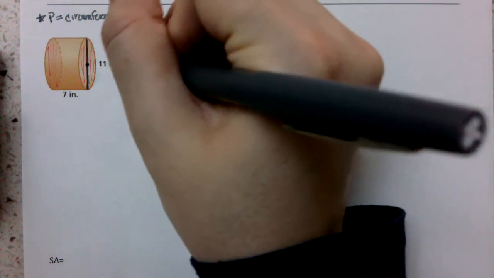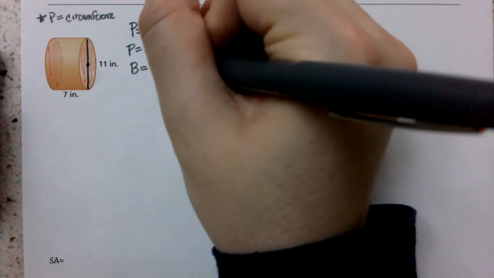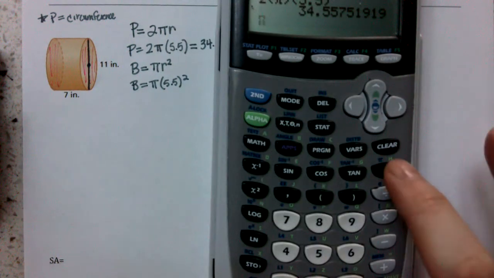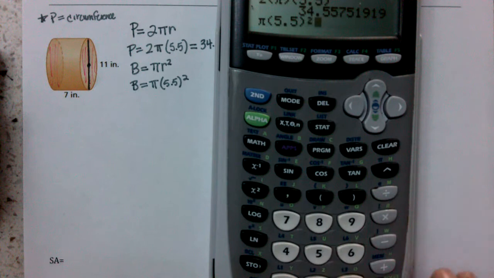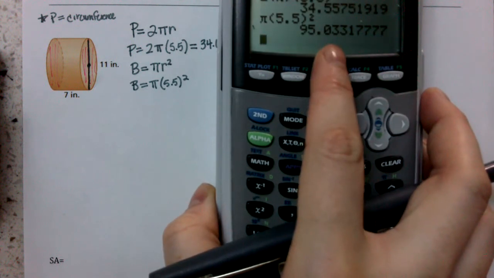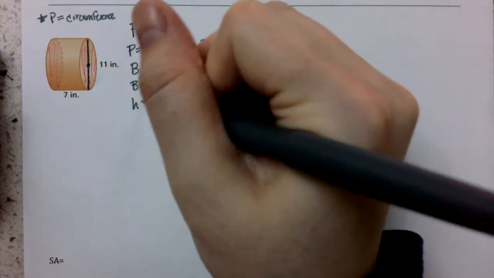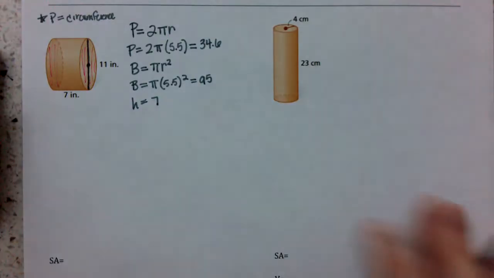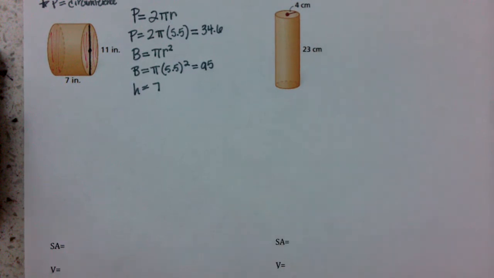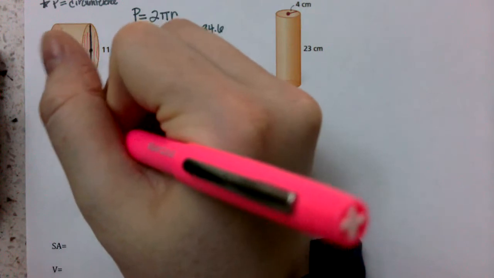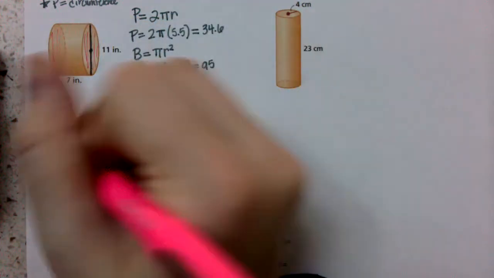Then the base is pi r squared. So to find the area of the base, it's pi r squared. So pi r squared gives me 95.0. And my height connecting my two bases is 7. So then we can go ahead and find our surface area doing 2 times the base plus the perimeter times the height.